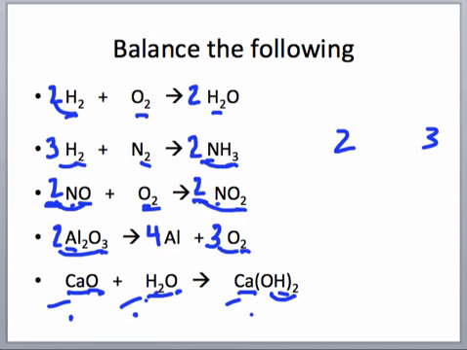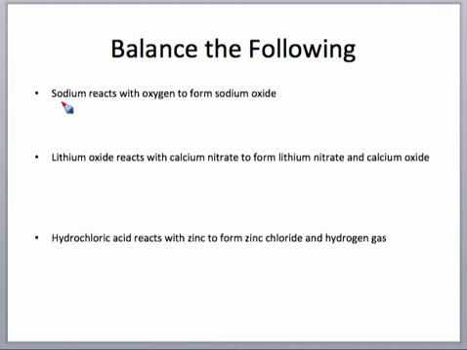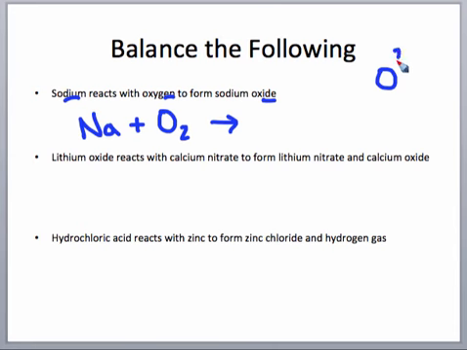Okay, let's move on. So now we're going to do some where we're going to write out the formulas and then balance them. So we have sodium, single element, not a diatomic, reacts with oxygen. Now oxygen's a diatomic, so we've got to put that 2 there. Sodium oxide, IDE ending. So that's single element, 2 minus charge, sodium, 1 plus. So when we crisscross, we get Na2O.